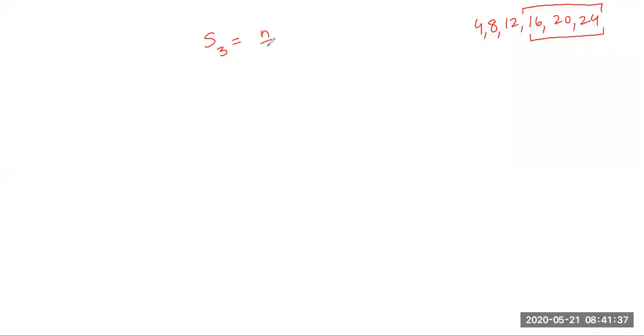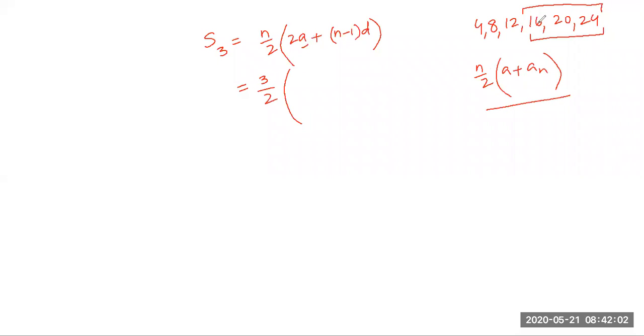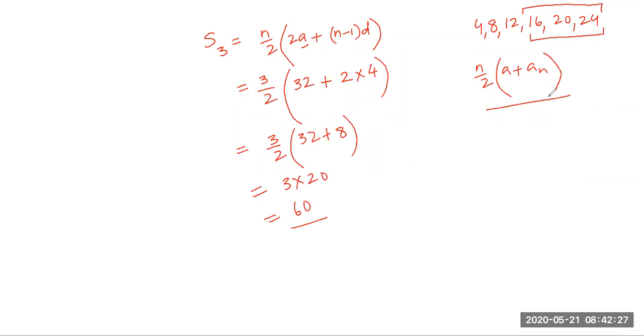S3 is equal to n by 2 into 2a plus n minus 1 into d. I can apply the other formula also. Which one? N by 2 into a plus an. I can apply this formula also. So let me do this with this. S3 is equal to, and the value of n is 3, 3 by 2 into 2a. Now my first term becomes 16, so 32, plus n minus 1 is 3 minus 1 is 2, into d. Common difference is 4. So you see that this is 3 by 2 into 32 plus 8, that is equal to 40. 3 into 20, so that will be 60. Now let's see, actually we have done right or wrong. 16 plus 20 is 36 plus 24 is 60. Beautiful. See, you can apply this formula also.